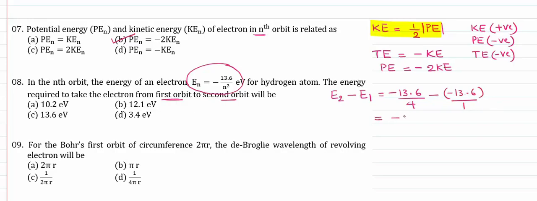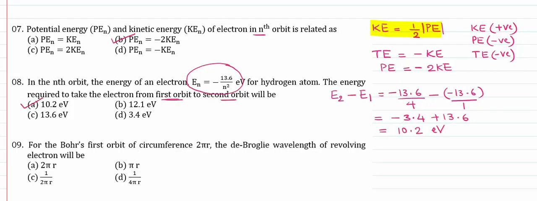Minus 13.6 by 4 is minus 3.4, plus 13.6. Now if you subtract 3.4 from 13.6, you will get 10.2 electron volt. So option A is the answer.